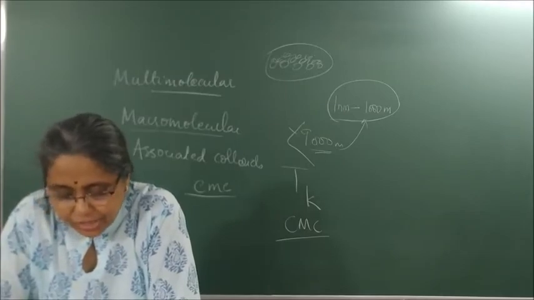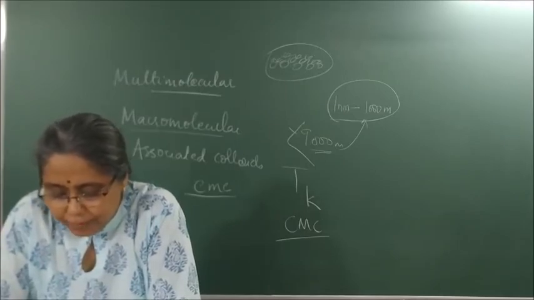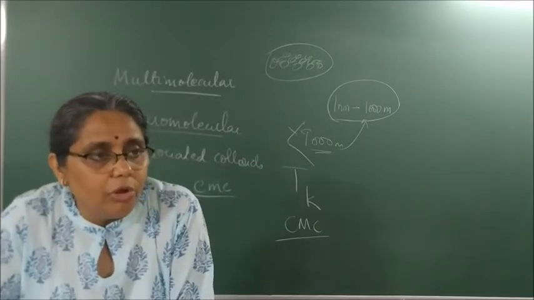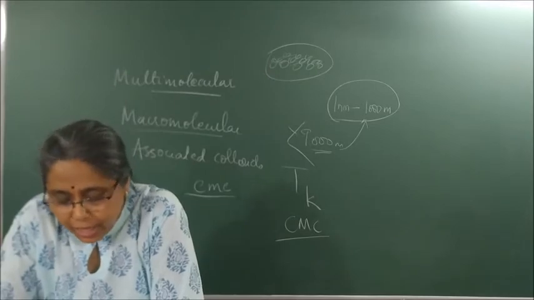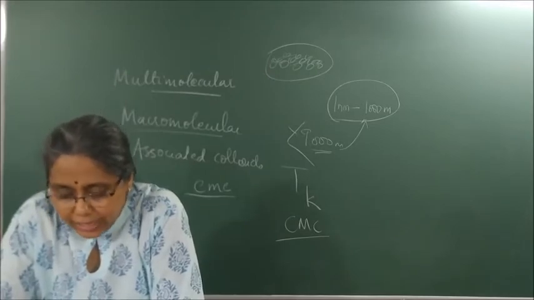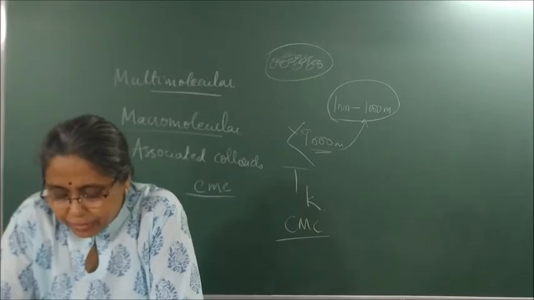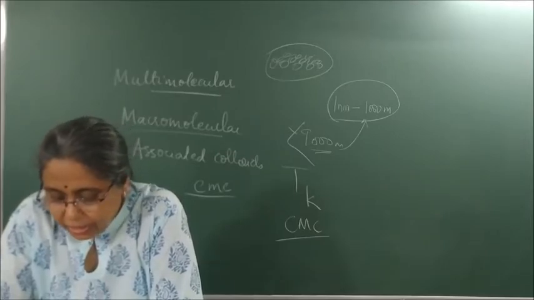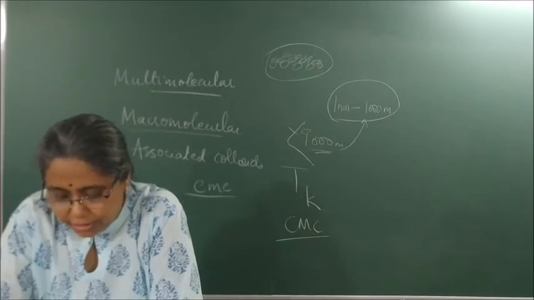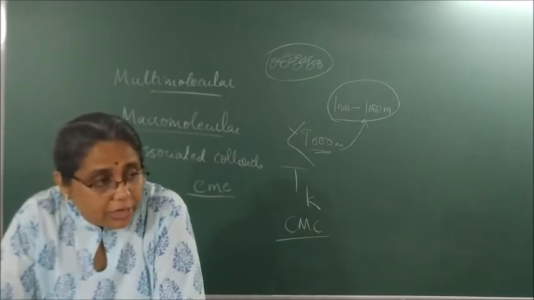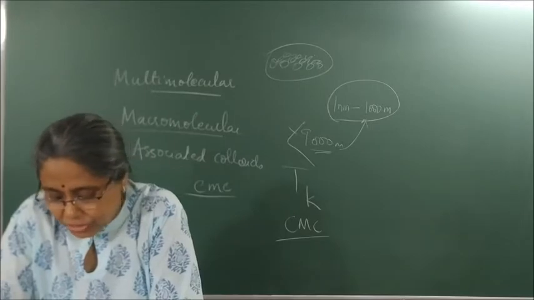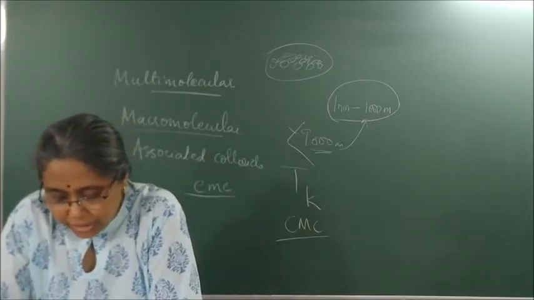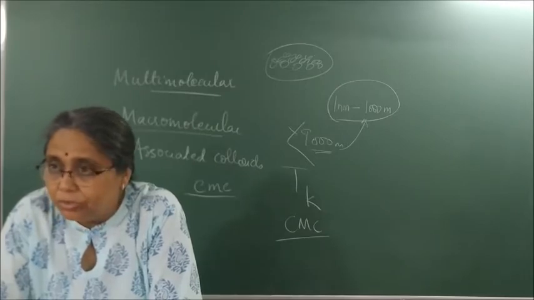There are some substances which at low concentration behave as strong electrolytes. So at low concentration, associated colloids behave as strong electrolytes, but at higher concentration they exhibit colloidal behavior. The aggregated particles thus formed are called micelles. They are also known as associated colloids. They are formed only above a particular temperature, which is called Kraft temperature, and above a particular concentration, which is called critical micelle concentration. Understood?